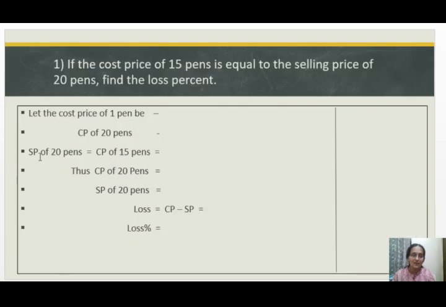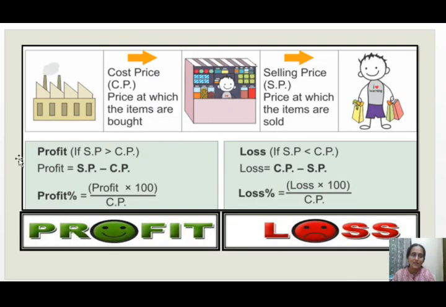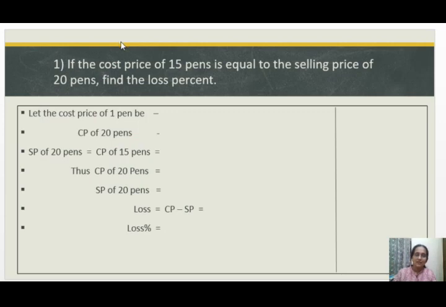You know the formulas. These are the basic formulas: how to find the profit and how to find the loss, and how to find the profit percent and the loss percent. It's very easy. If you know the basic formulas, it's more than enough. We will solve the sum directly.